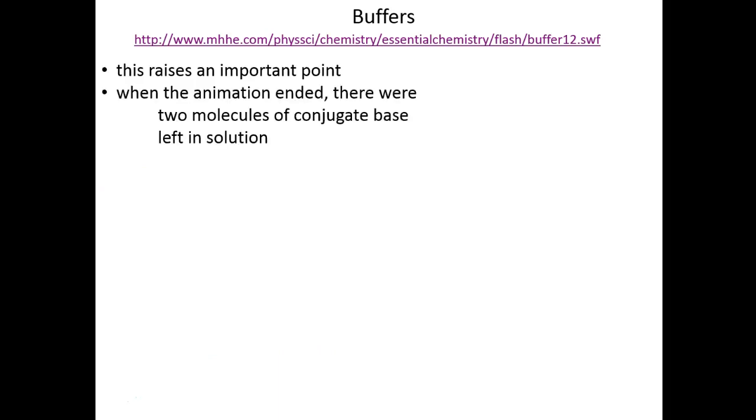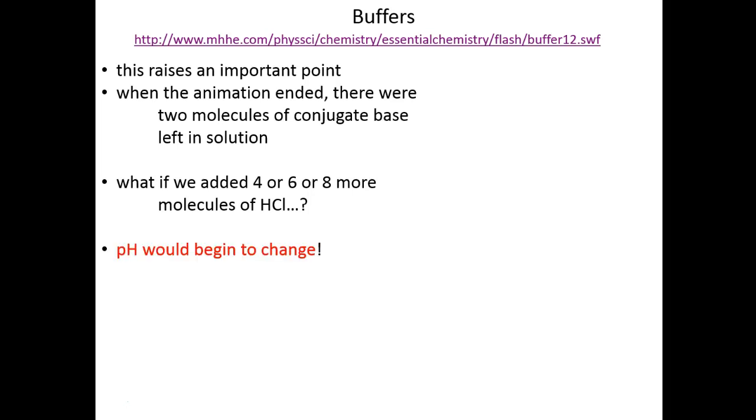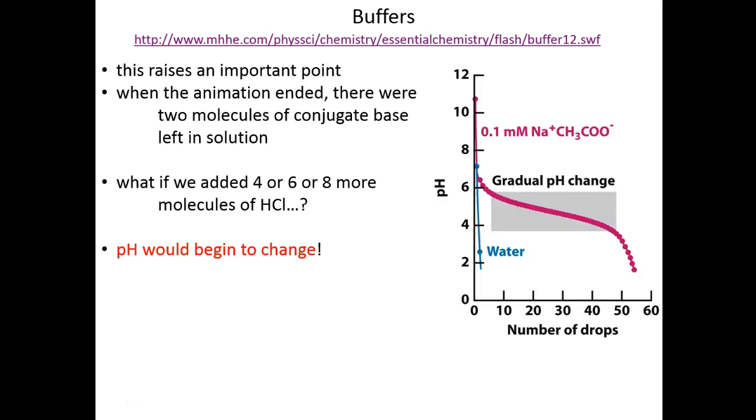So all this raises an important point. When that animation ended, when we added the strong acid and we left it, there were only 2 molecules of conjugate base left in that solution. So that means we can run out of conjugate base. If we were to add 4 or 6 or 8 more molecules of that strong acid, we would eventually overcome or swamp out the available conjugate base, and there would be no more strong conjugate base available to absorb protons. Those additional protons would remain free, and the pH would begin to change. That's a true property of buffers.